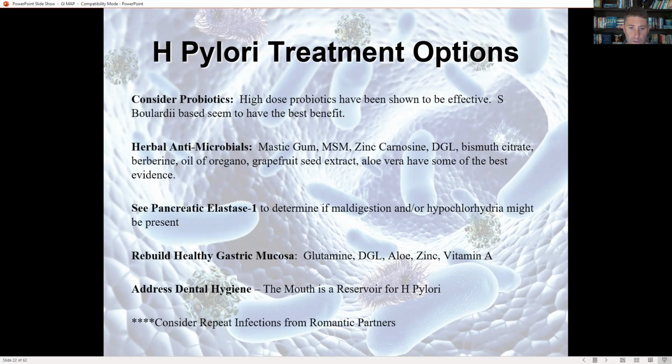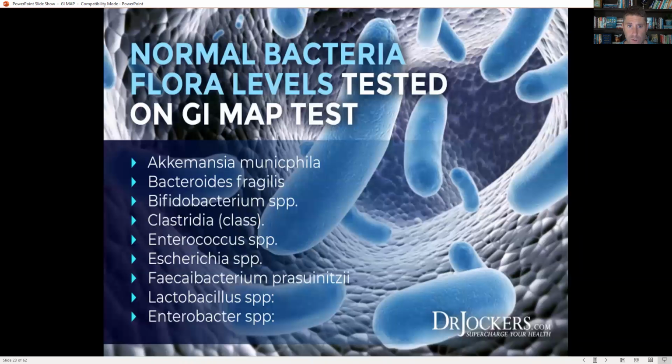And then another thing to consider is repeat infections could be from romantic partners. If a married couple, if it's only the wife that's getting treated and the husband is not getting treated for this, he may have the H. pylori and may be passing it to her through kissing. So that's an issue as well that you need to address. If somebody's not getting better, these are things to look at.